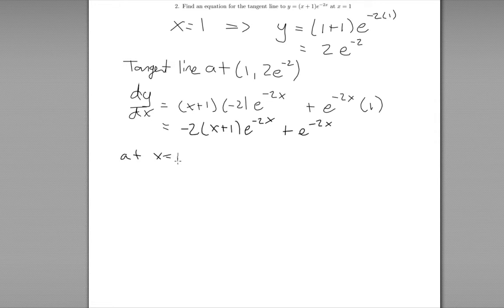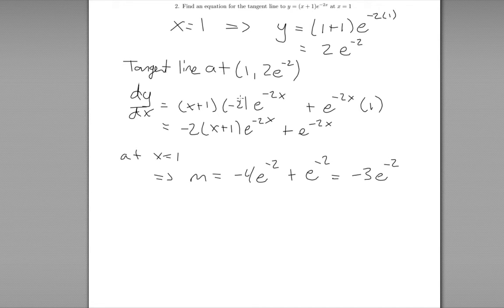At x equals 1, this means our derivative is equal to, plugging in 1, negative 4 e to the negative 2, because the x is now 1, so negative 2 times 1 is negative 2, plus e to the negative 2 times 1 again is just e to the negative 2. If we simplify that, we end up with negative 3 e to the negative 2. So that is the slope of the tangent line at the point (1, 2 e to the negative 2). So this is our slope m.